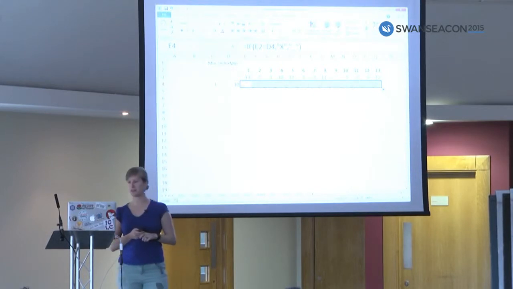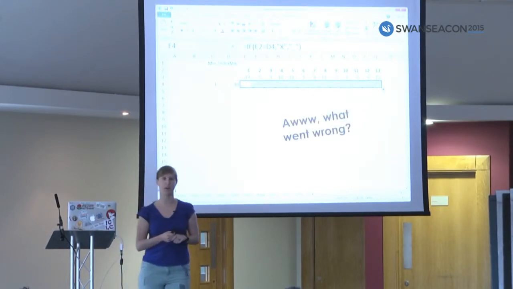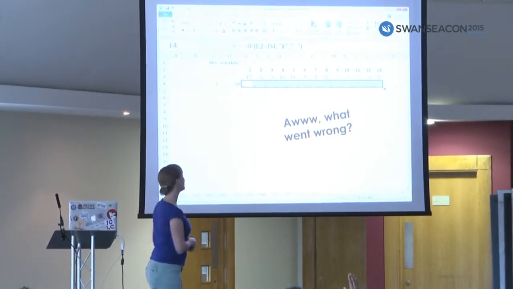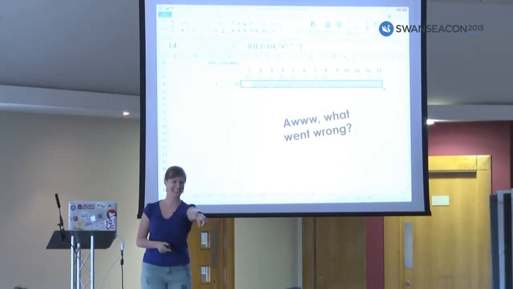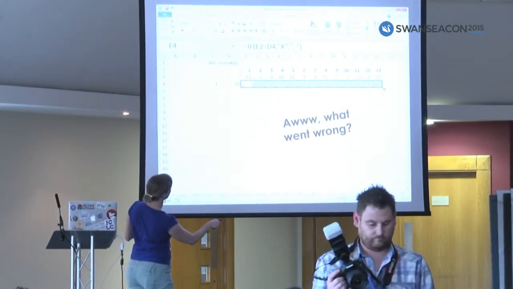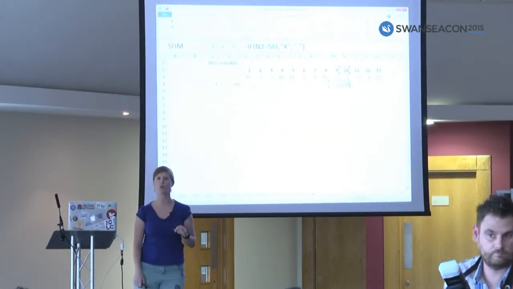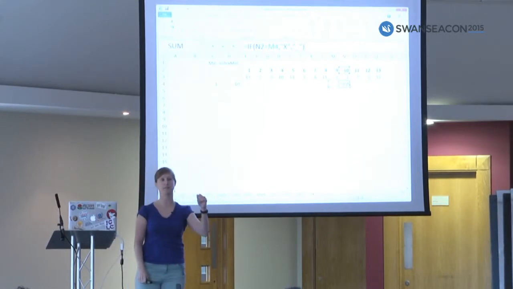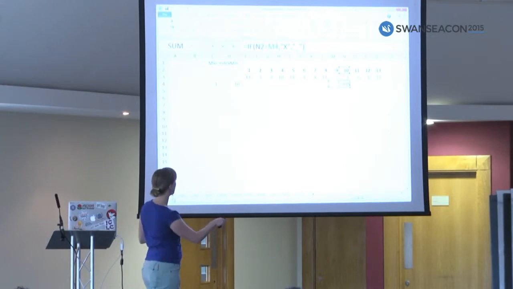I didn't get any crosses. Who knows what went wrong here? Selection sort expert. What did I do wrong? Yes, indeed. If you take this formula and you drag it down, Excel updates all references. So every reference is relative to the position of the formula. And we don't want that here.